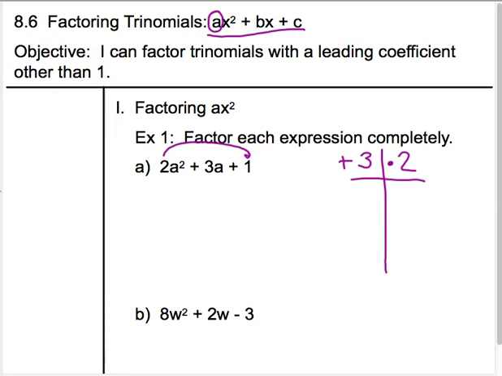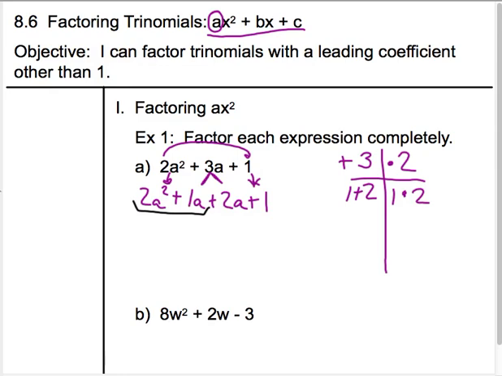So once we find these numbers, what multiplies to 2? Well, the only numbers that multiply to 2 are 1 and 2, and of course 1 plus 2 does give us 3. So we rewrite this 3a as 1a plus 2a. Bring down your 2a squared and bring down your plus 1. That's an arrow. And then we factor by grouping.